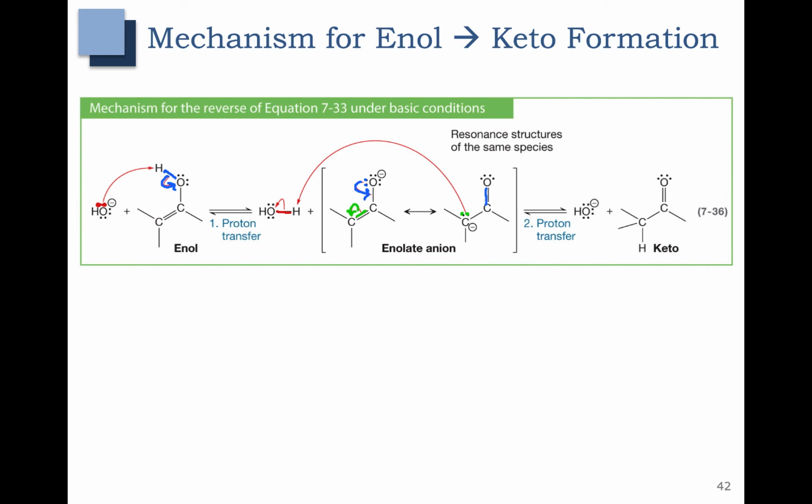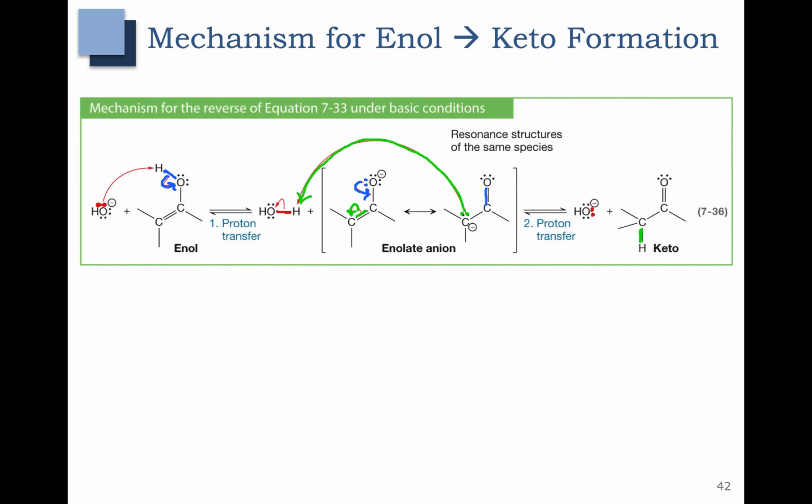In the last proton transfer, that green lone pair comes over here to pick up a hydrogen, and that hydrogen-oxygen bond breaks to put a lone pair on hydroxide. So we're just forming one bond here to the new hydrogen, and then the oxygen-hydrogen bond is breaking to put a lone pair on hydroxide.